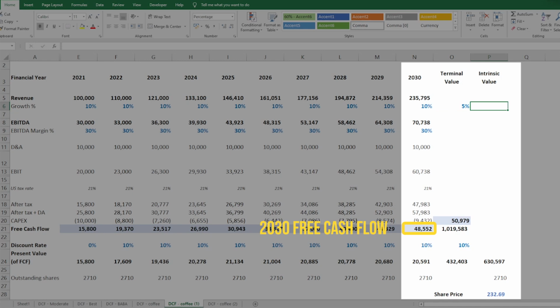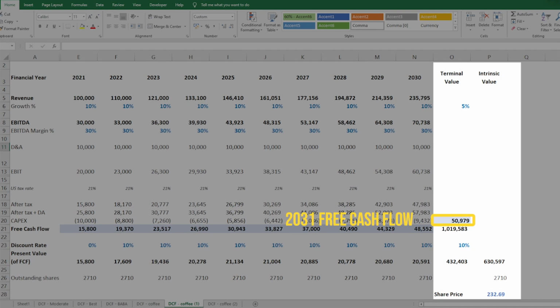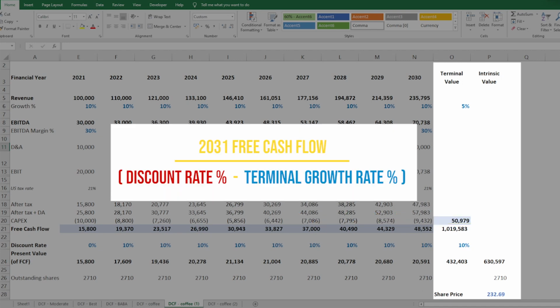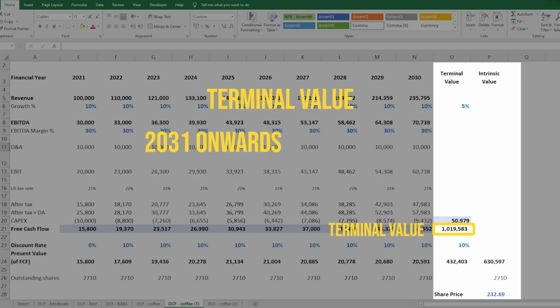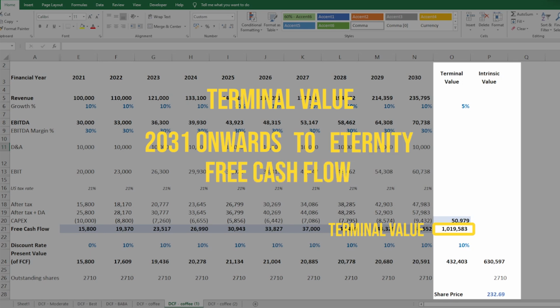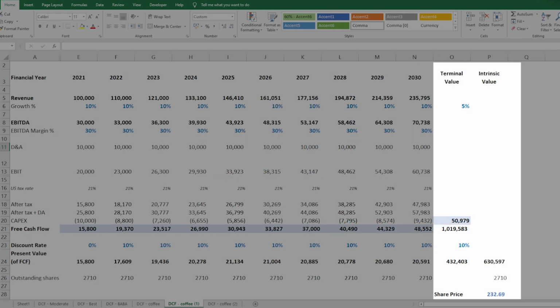Then you take this free cash flow on year 2030 and you apply this 5% growth. This will determine the free cash flow on year 2031. Then you apply this formula to derive the terminal value. Terminal value here means that from year 2031 onwards to forever, this is how much free cash flow will be generated. Meaning to say, this is the cash flow from year 2031 to eternity. However, again, you need to apply a discount rate to this terminal value to bring it back to today's value. Meaning this sum will be worth this amount in year 2021.